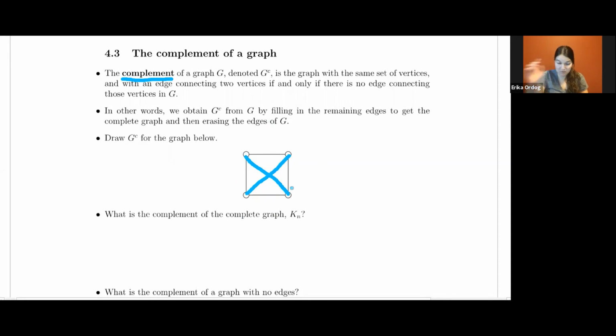So in our graph complement, we just include those blue edges I drew in. And we don't include any of the edges that were in G. So this is the complement of G.